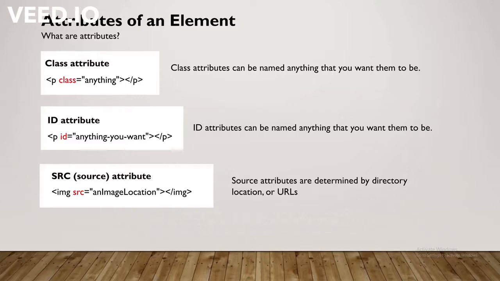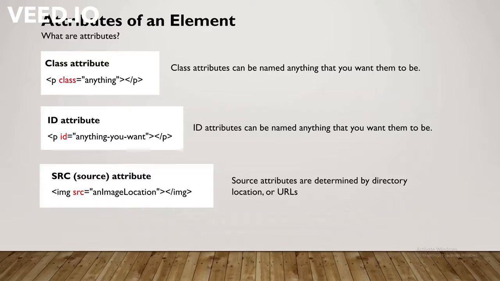The ID attribute is kind of the same thing. The only difference is that you can only have one ID attribute on your page with one name. So this can be anything that you want, just like the class name, but it can only be assigned to one element. Now you can have multiple IDs as long as the name is different.